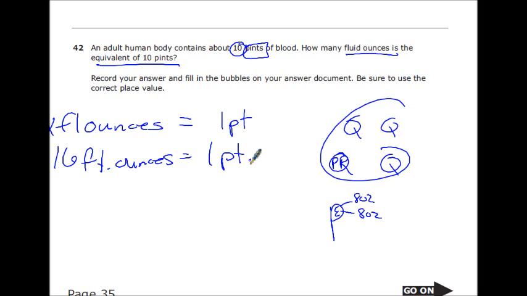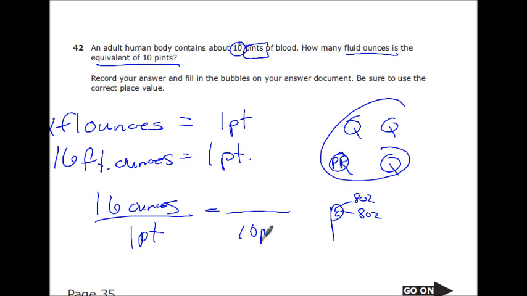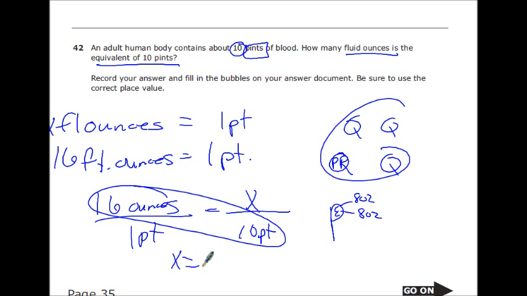So I have 10 pints of blood, and I want to find out how many fluid ounces that is. So I have 16 ounces is equal to 1 pint. So if I have 10 pints, how many ounces is that? Well, let's just cross multiply our proportion, and X is equal to 160 fluid ounces. There's your answer.